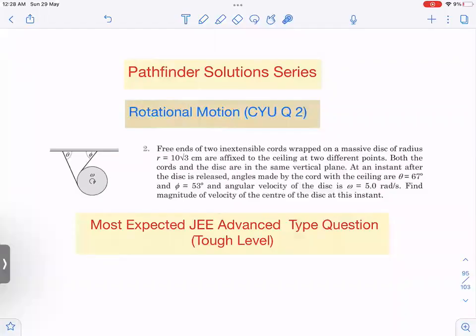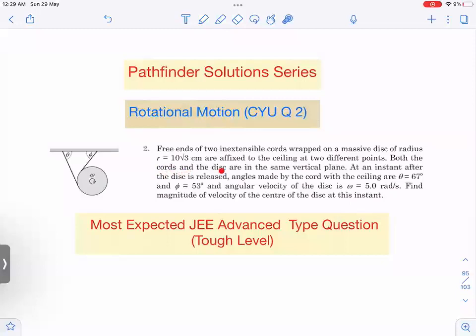This is the second question from rotational motion from the book Pathfinder. Check your understanding. We'll refer to this diagram as we read through the question. The question is that the free ends of two inextensible strings are wrapped around a massive disk of radius, this is the massive disk we are seeing. Its radius is 10 root 3 centimeter and the strings are affixed to the ceiling. So these two points are affixed to the ceiling at two different points, which is obvious from the diagram.